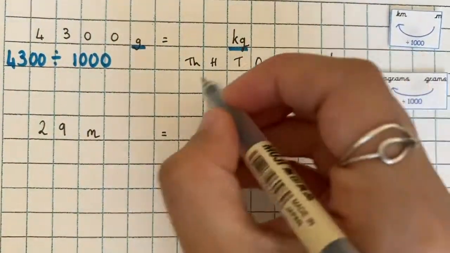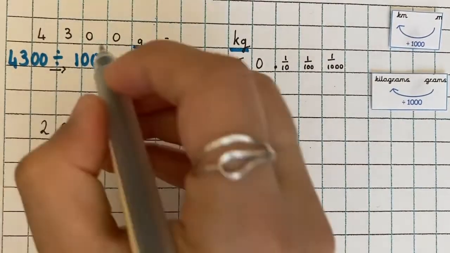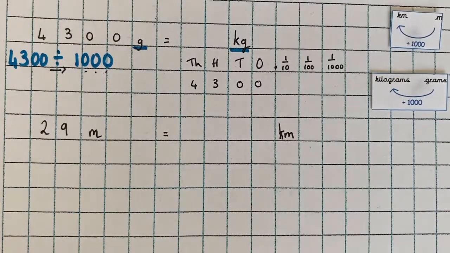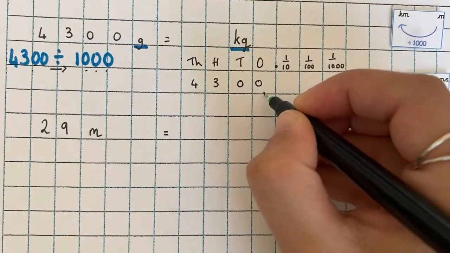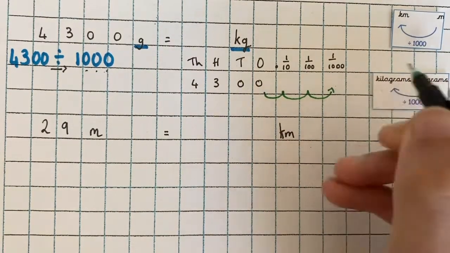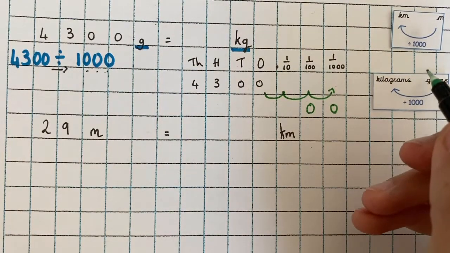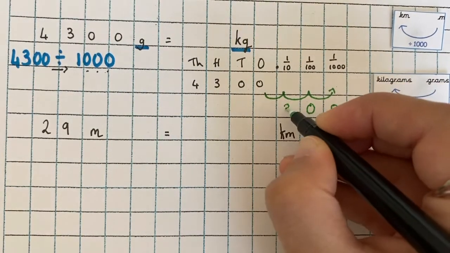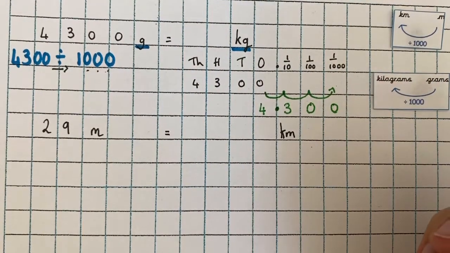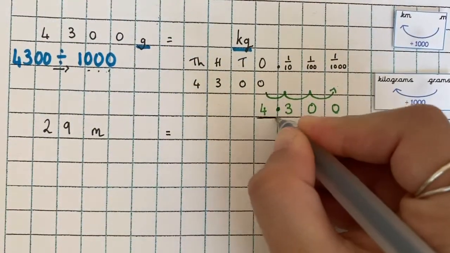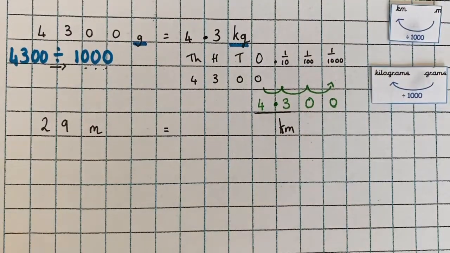Now, because we are dividing, the value of each digit will decrease by 1,000. So we are going to move the digits to the right 3 times. Okay, so let's start off with our ones digit, which is 0. That's now 1,000th, so the 1,000th is 0. The hundredth column will have 0 digits, and the 10th column will have the digit 3, and the ones is 4. So here we have 4.300, which is equal to 4.3 kilograms.